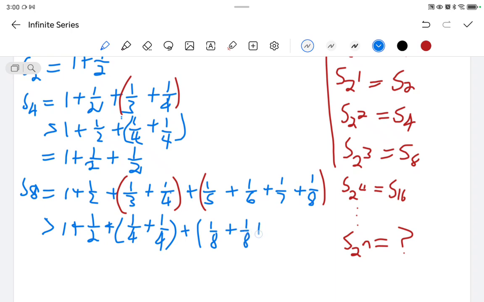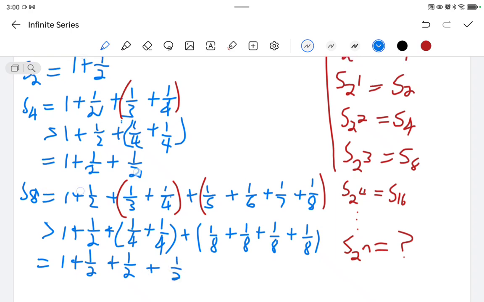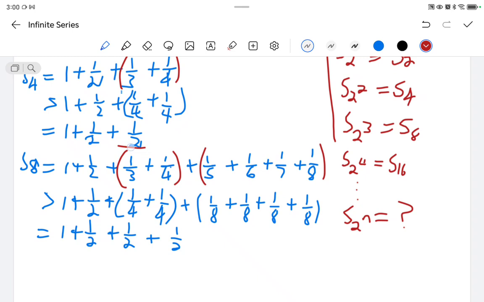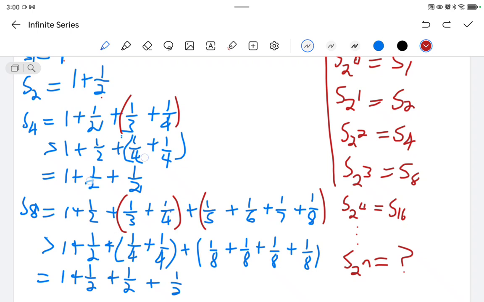Plus 1 over 8, plus 1 over 8, plus 1 over 8. If I add these 1 over 8 plus 1 over 8, I'll get 1 over 2. So this will be equals to 1 plus 1 over 2 plus 1 over 2 plus 1 over 2. So in other words, for every partial sequence, I'm adding 1 over 2. Check here, I had 1, then the second one I added 1 over 2, I added 1 over 2, I added with 1 over 2 also here.